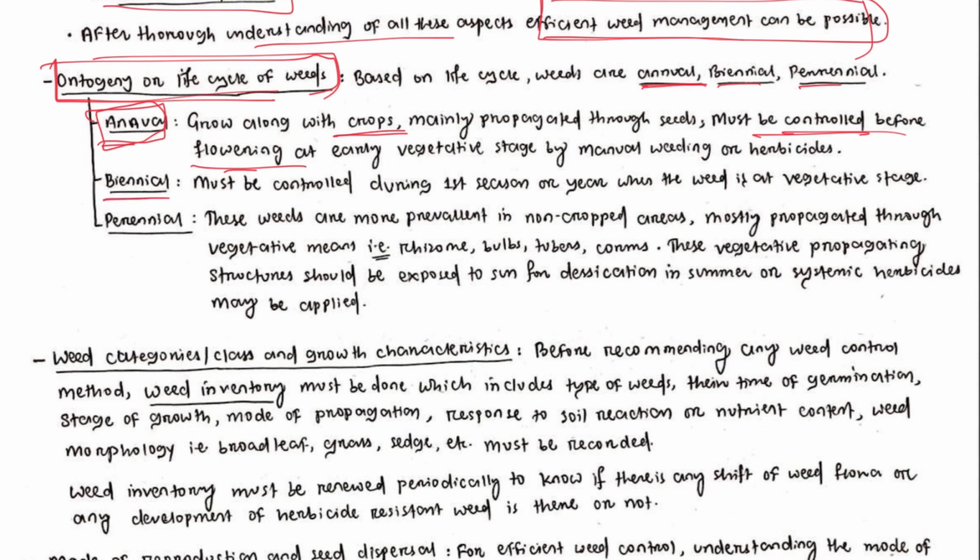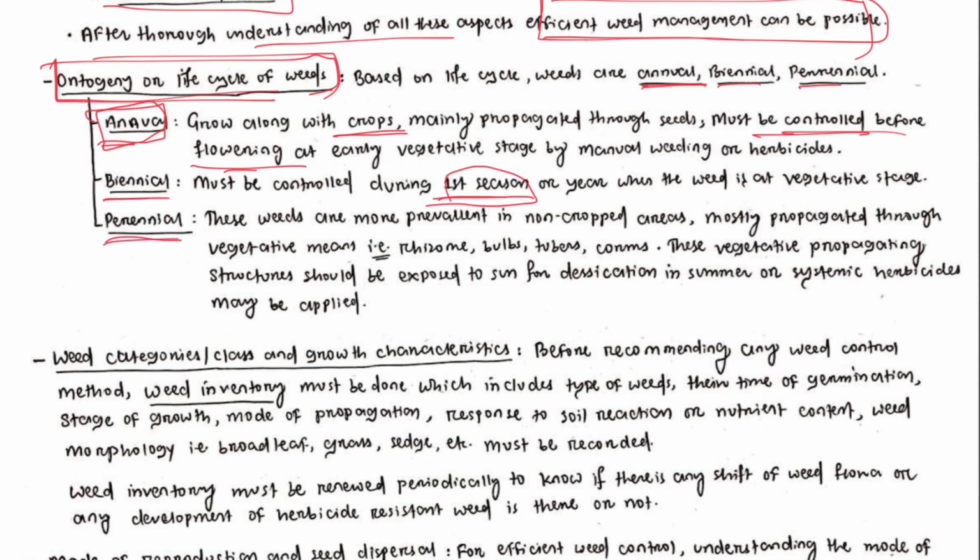Then biennial weed must be controlled during the first season, because in the first season of a biennial weed the vegetative cycle is going on, and in the second season come the flowering as well as the seed setting. So we need to control it in the first season itself, right?